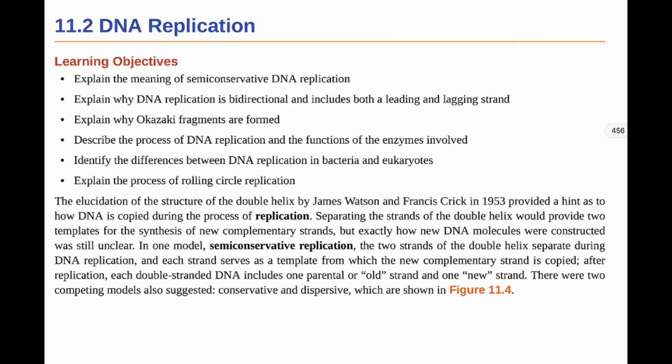All right, so now let's take a look at DNA replication. So again, James Watson and Francis Crick in 1953 came up with this whole DNA double helix thing. It should be something that you already know. But they also started to understand that this structure provides a hint to how it's copied, and that is through replication, what we have called the process of replication.